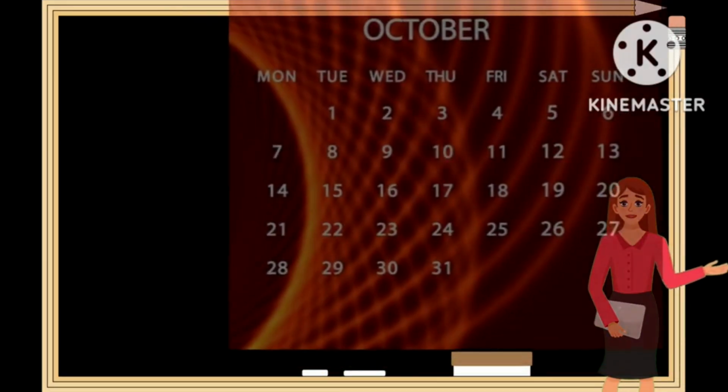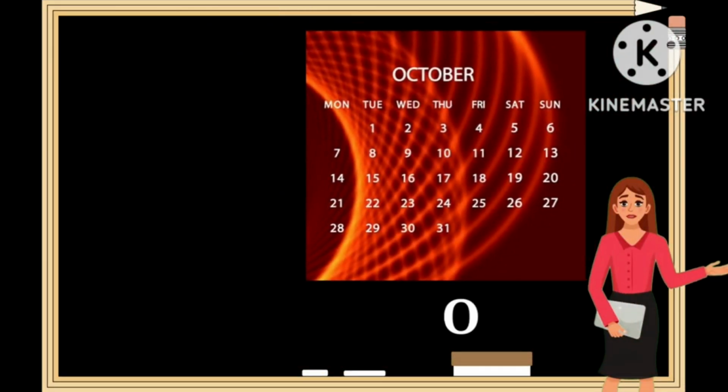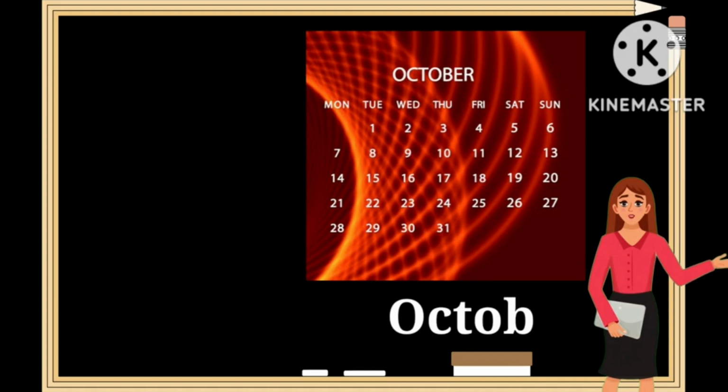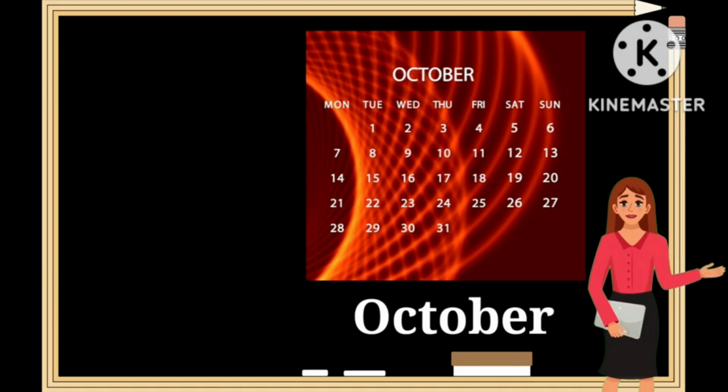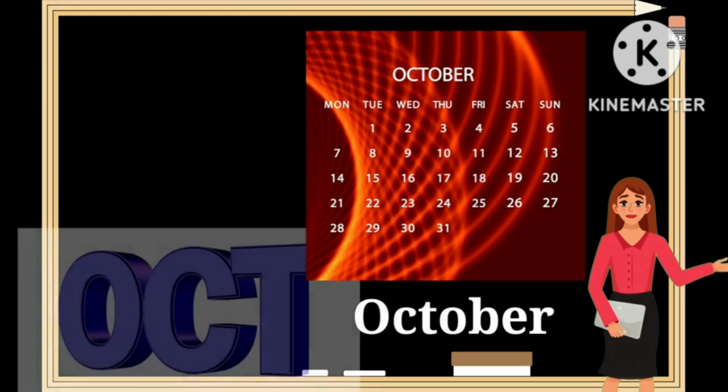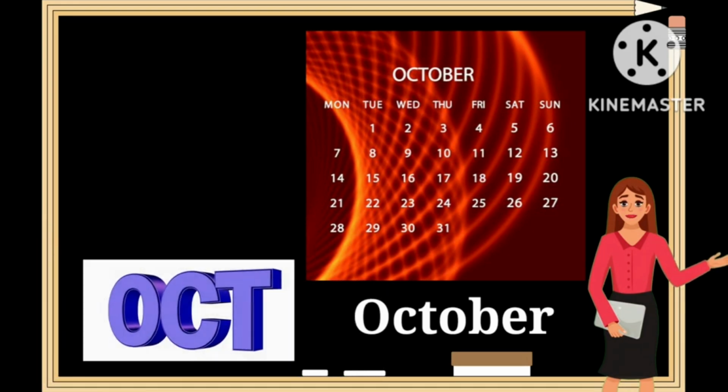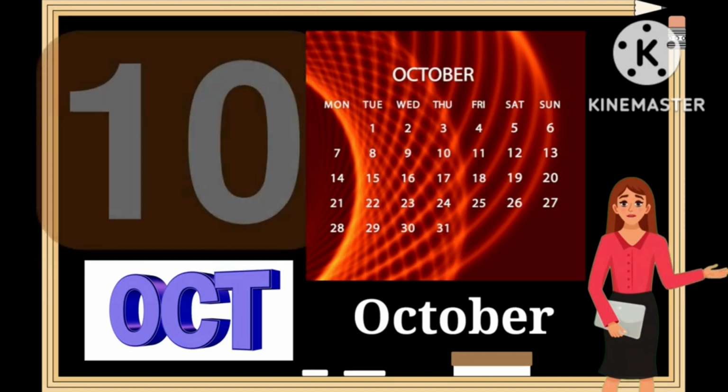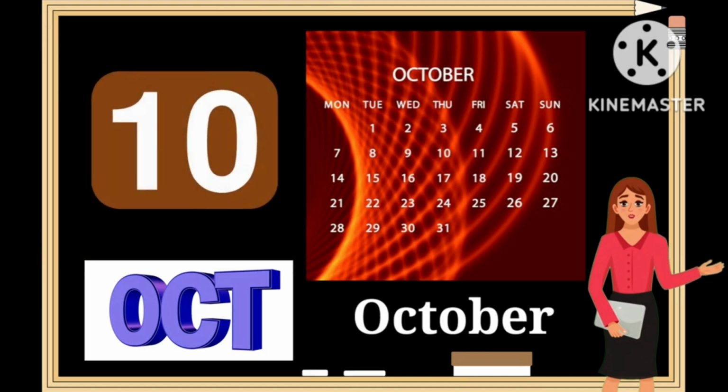This is the month of October. October. It is abbreviated as OCT. It is the 10th month of the year. It has 31 days.